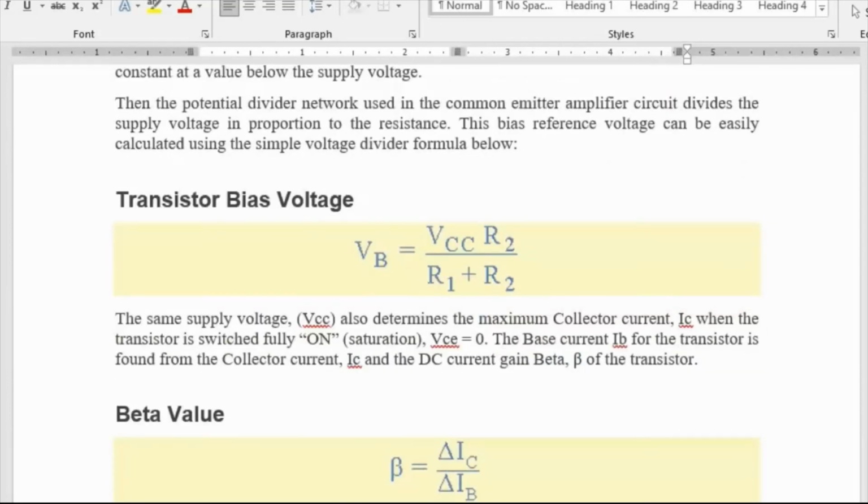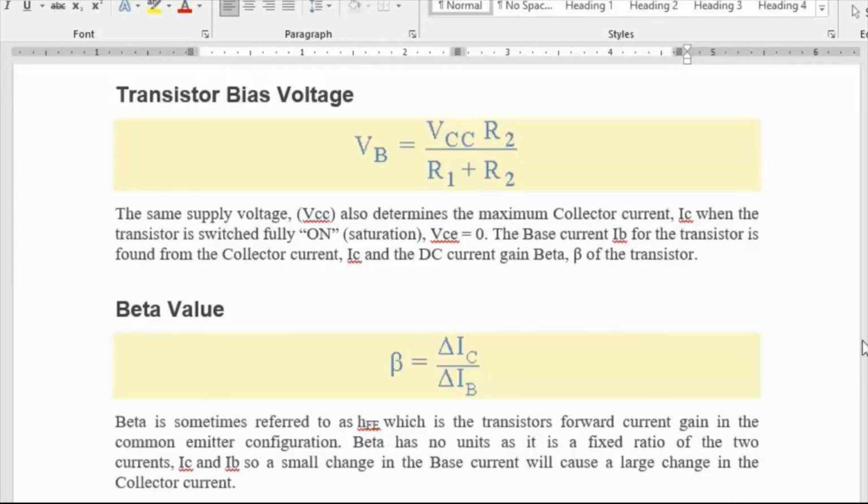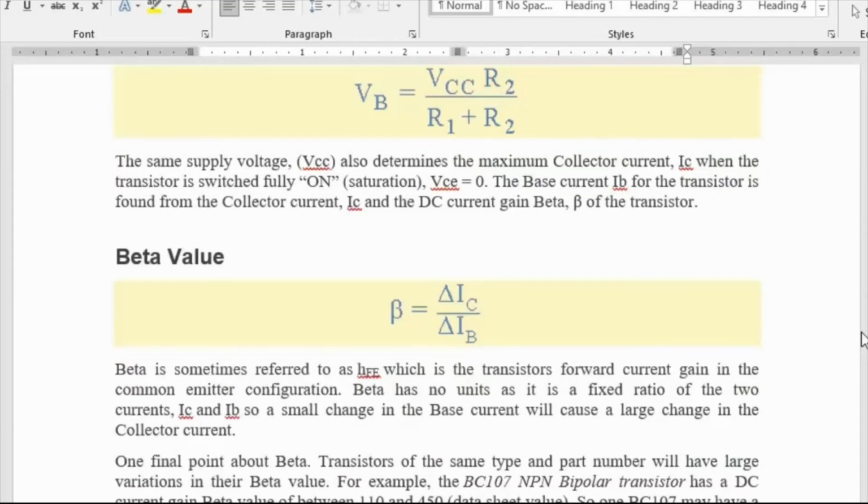So this is the formula for transistor bias voltage, which is VB equals VCC times R2 divided by R1 plus R2. For beta value, beta equals delta IC divided by delta IB.